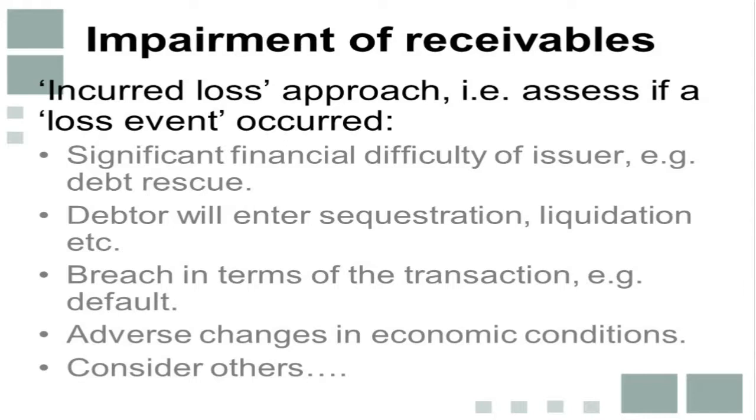That says that we need to assess at each reporting date if there is an indication that there's been an impairment. So what this means is that an event would have happened. You would need to assess what that event is and decide whether or not it affects the collectability of the receivables that you have recognized. So some examples are significant financial difficulty of the debtor, or for example, they've entered into debt rescue. The debtor could enter into sequestration, liquidation, business rescue, whatever it could be.